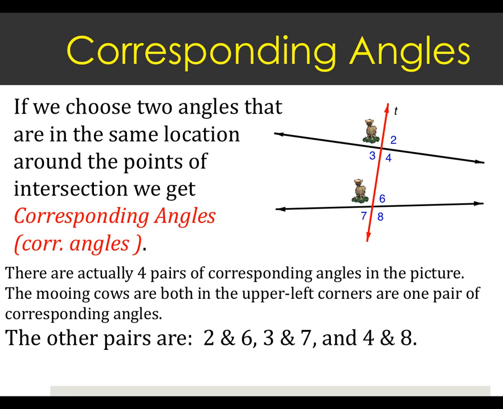When you're learning these angles, don't learn them by the angle measures or by the angle numbers because we're going to change those angle numbers later on. Learn them by the definition. I just numbered them to make your life a little bit easier. Okay, so angles in the same location around their point of intersection. Upper left, upper right, lower left, and lower right. And I just happen to highlight the upper left ones with a mooing cow. But it's a mute mooing cow because you can't hear it.